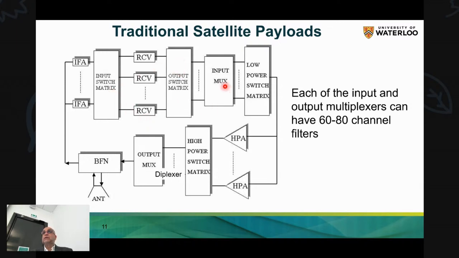And then you have the input multiplexers. Now, what's interesting about the input multiplexer is that because you amplify the signal, the absolute insertion loss is not an issue. However, the loss variation is extremely important. And the group delay is extremely important. So you still need high Q for those types of filters, not to reduce the insertion loss, but just to get the loss variations.